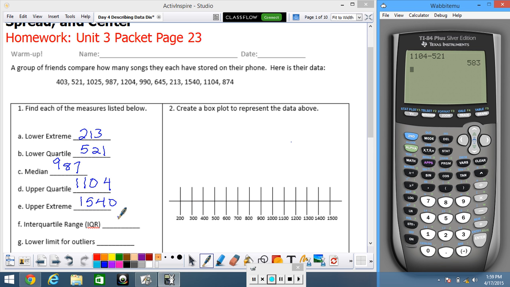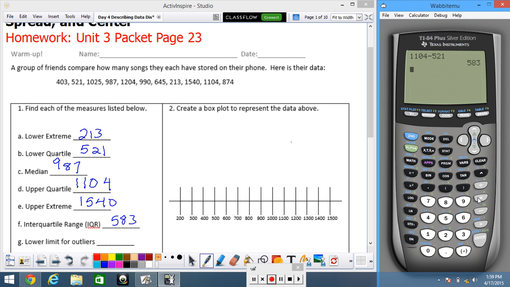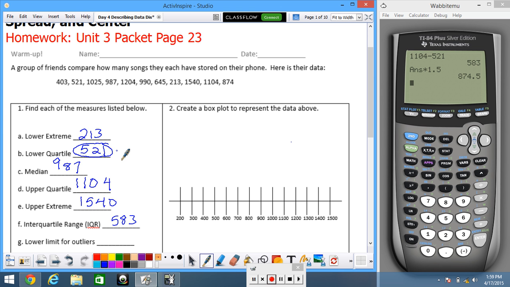And so that gives me a spread of 583. Now what I'm going to do is multiply this number by 1.5, and I'm going to add that number to the upper quartile. Or I'm sorry, I'm going to subtract that number from the lower quartile, and I'm going to add that number to the upper quartile, and anything that is above or below those limits is going to be an outlier.